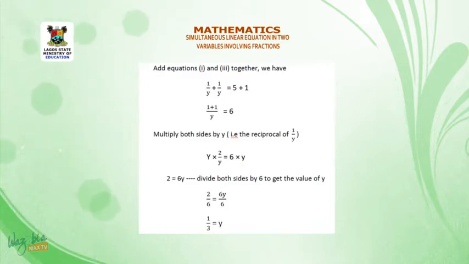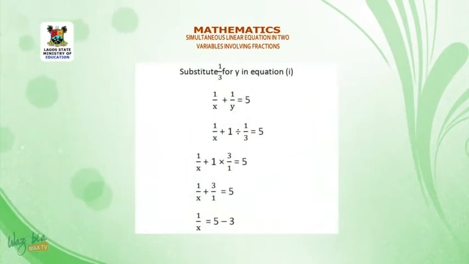Multiply both sides by y. That is the reciprocal of 2 over y. y times 2 over y is equal to 6 times y. 2 is equal to 6y. Divide both sides by 6 to get the value of y. 2 over 6 is equal to 6y over 6. 1 over 3 is equal to y.